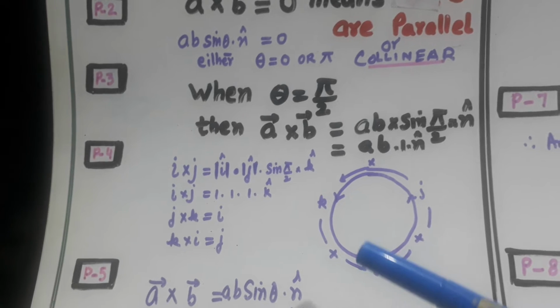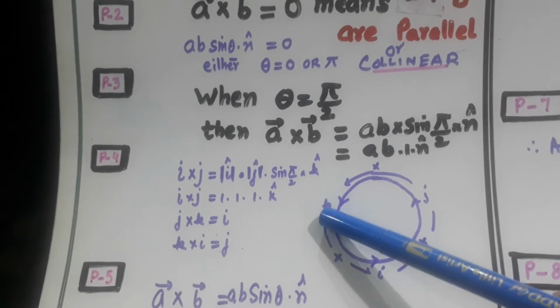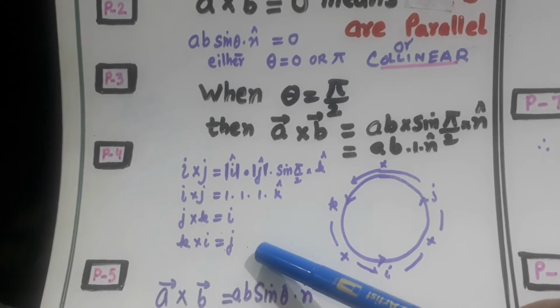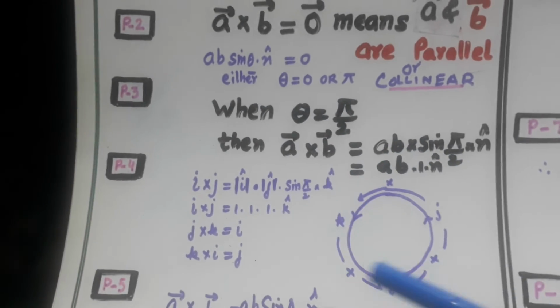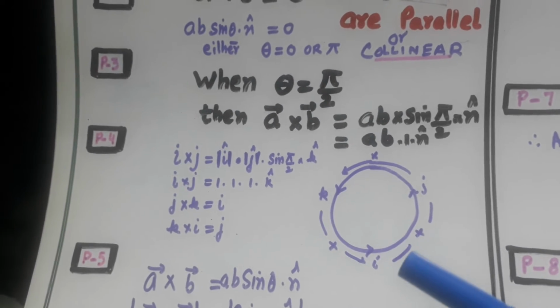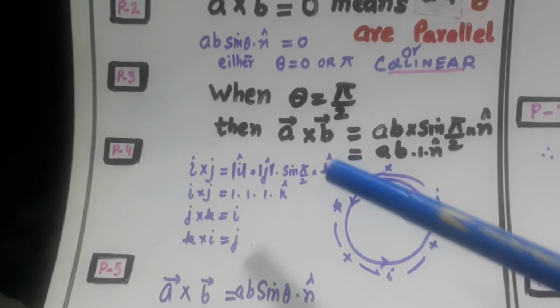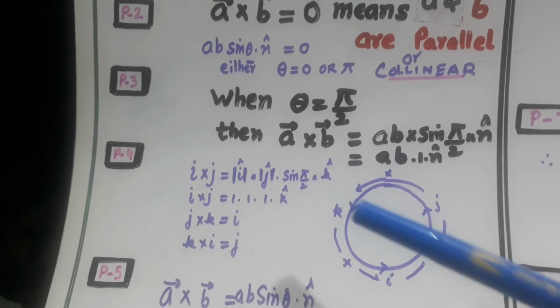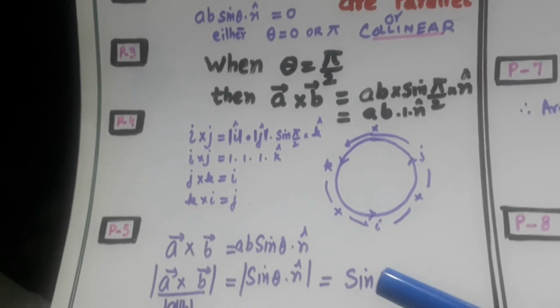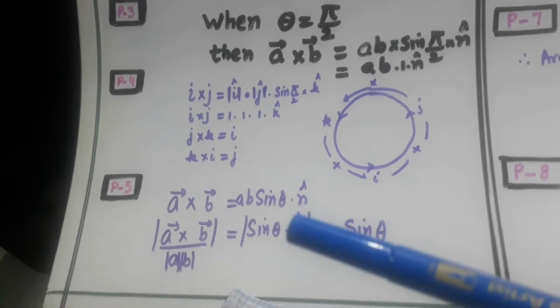And after K and I, look, K, I, J, it becomes J. So you have to write it in the circular form. Again I will repeat it. I into J is K, J into K is I, K into I is J. Let us go further. Property number 5.